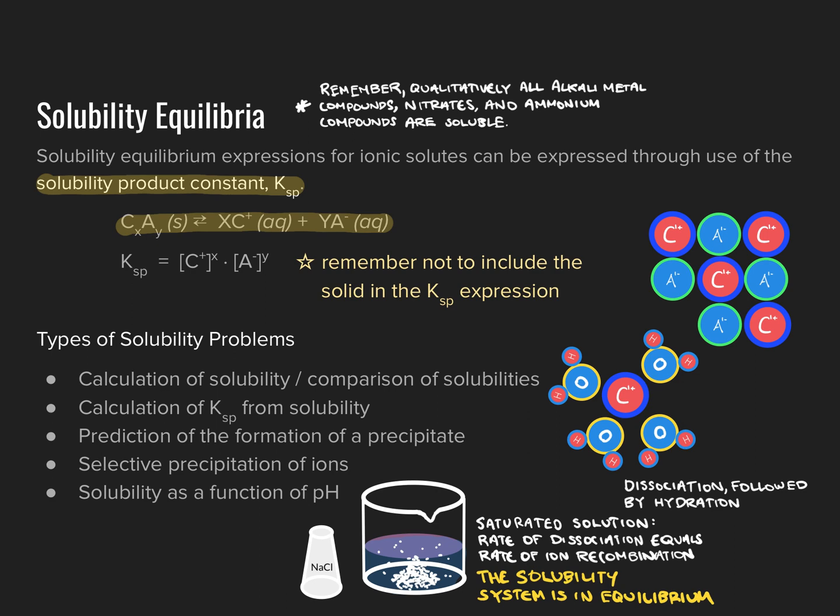Number 2, I could give you information about the solubility of a solute and ask you to calculate from that solubility data a value of the equilibrium constant Ksp for the system. Number 3, I could ask you about mixing together 2 aqueous solutions and asking to determine quantitatively if you can predict the formation of a precipitate in the system. Number 4, I could give you a mixture of ions, and with that mixture of ions, I could ask you to selectively precipitate one ion from the solution before the other. And then last but not least, I could ask you about the solubility of a particular solute as a function of the pH of the solution.